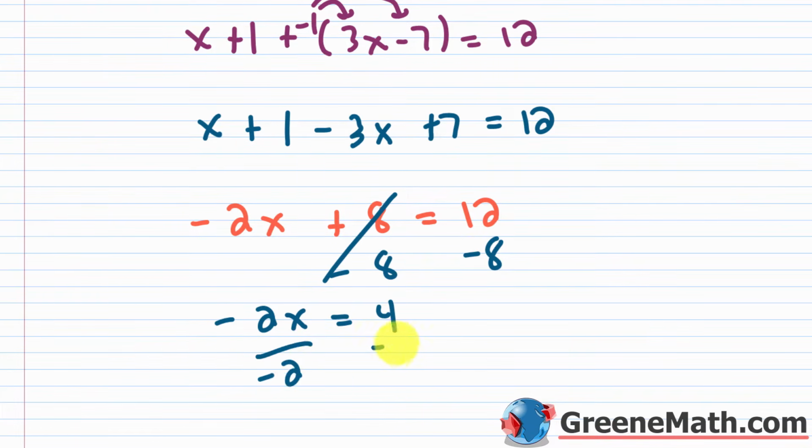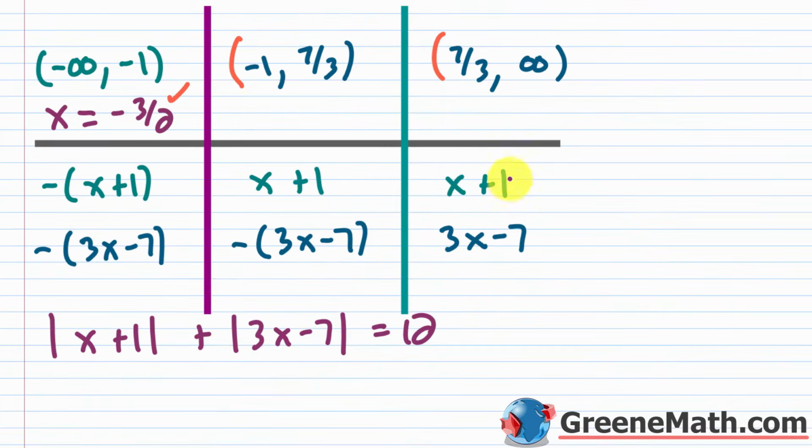Let's divide both sides of the equation by negative 2. And we're going to cancel this and say x is equal to 4 divided by negative 2, which is negative 2. So coming back, I'm just going to write x is equal to negative 2. Now, is this in its interval? No, right? Because this is between negative 1 and 7/3. Or again, if you wanted to include negative 1, you could say that's part of it, but it does not fit in this interval here. So you're going to reject this, okay? You don't want that answer.